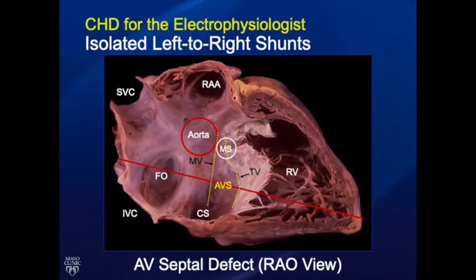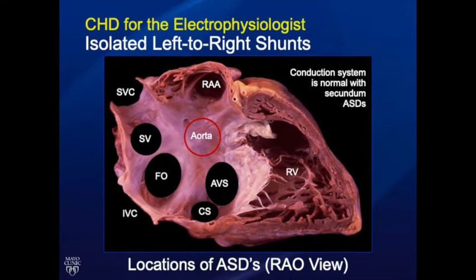Now, the big one, of course, would be a defect that's actually going to be in the triangle of Koch region, and this would be our AV canal family of defects. So essentially, the triangle of Koch is punched out. These patients, however, are not born with AV block, so the compact AV node had to move.